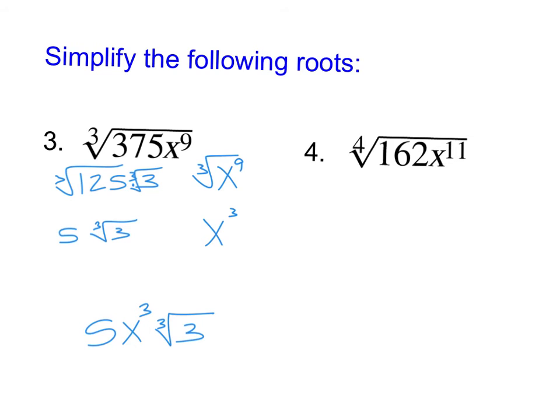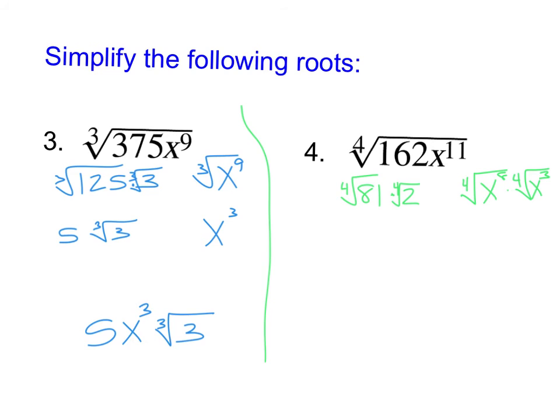All right, next one. Now we got a fourth. What perfect fourth goes into 162? It is 81 and 2. And then what perfect fourth, or what number is a multiple of 4 just under 11? Right, so that's 8, right? So that's the 4th root of x to the 8th, and then the 4th root of x cubed, right? 3 plus 8.